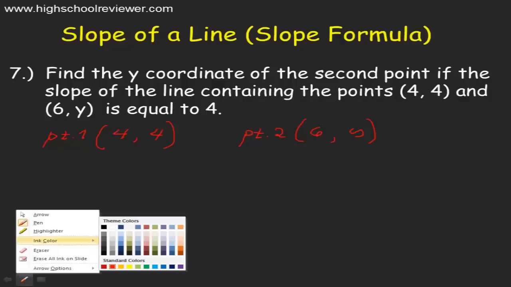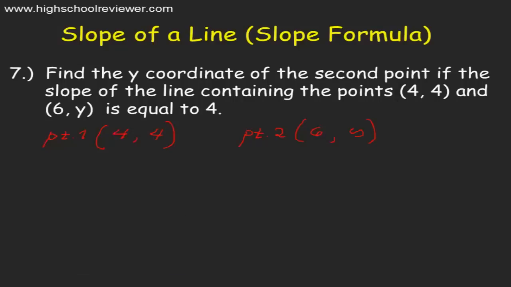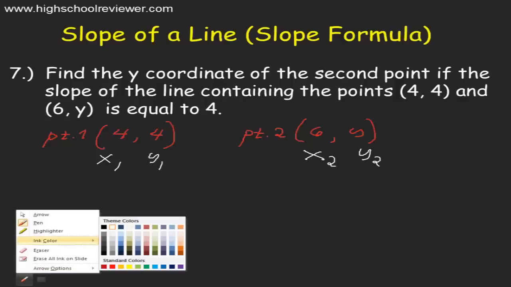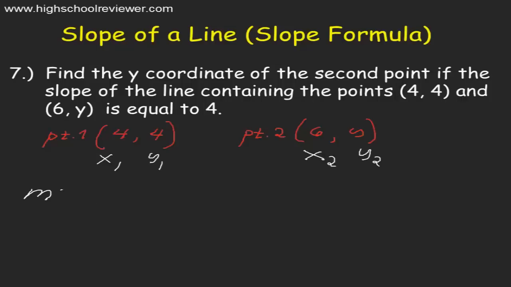And then we are going to identify x sub 1, x sub 2, y sub 1, y sub 2. So on the first point, positive 4, this is our x sub 1. And the second positive 4, that is our y sub 1. Positive 6, this is our x sub 2, and y is our y sub 2. So our unknown is y sub 2. So to solve for y sub 2, the formula now for slope is y sub 2 minus y sub 1 all over x sub 2 minus x sub 1.